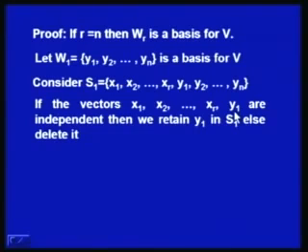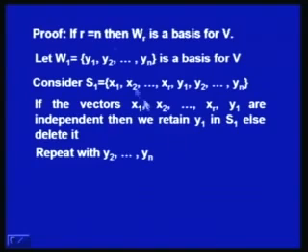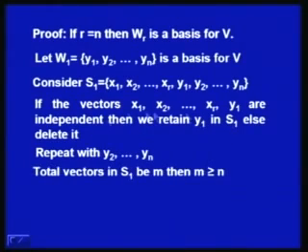If y1 together with this is linearly independent, then we keep y1 in S1, else we delete y1 from this. So, we will have y1 in this set only when this set forms a linearly independent set, otherwise we delete y1. We repeat this by adding y2, y3, one at a time into the set S1. So, we repeat this process with y2, y3, ..., yn.